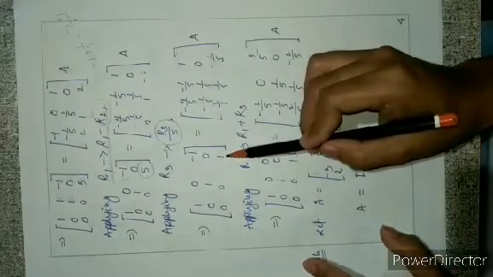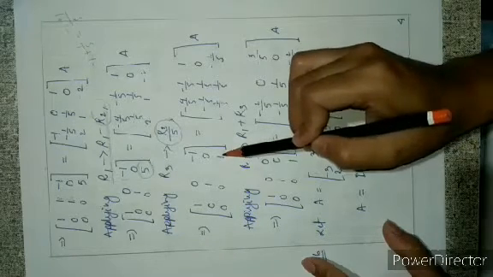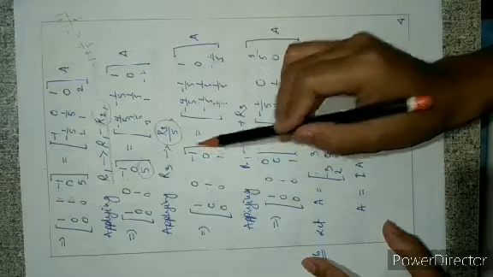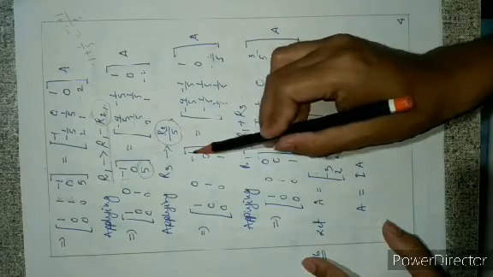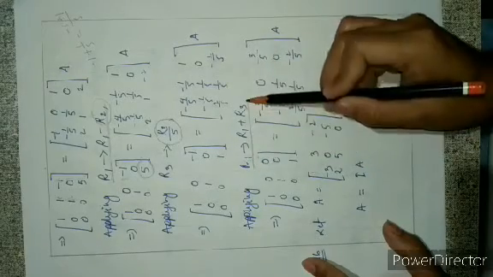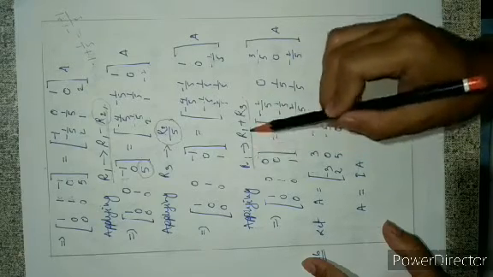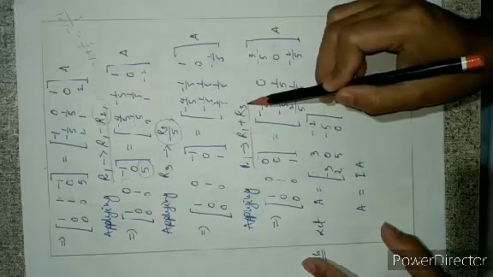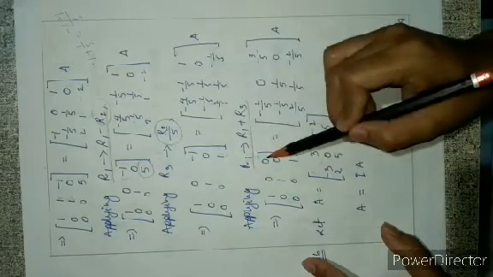Here the diagonal element A33 is equal to plus 1. By using this element 1 in the third row, make the corresponding elements 0. Since plus 1 and minus 1 is equal to 0, we have to apply this operator: R1 tends to R1 plus R3.